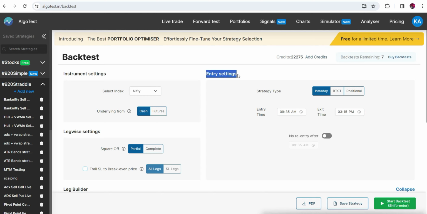Now the next option we have here is entry settings. Here you have three options if you want to backtest an intraday strategy, BTST, or positional. We are going to backtest an intraday strategy, so we will select intraday here.